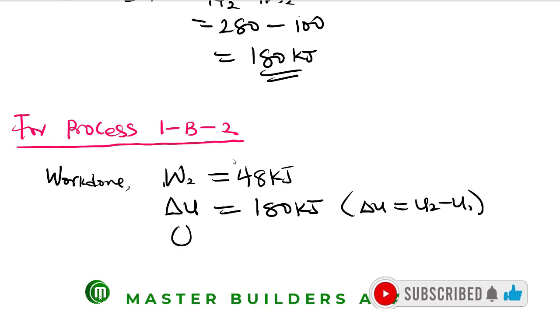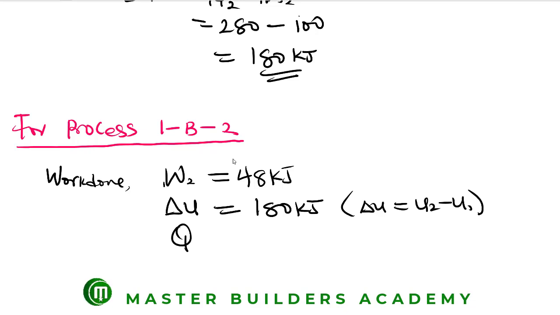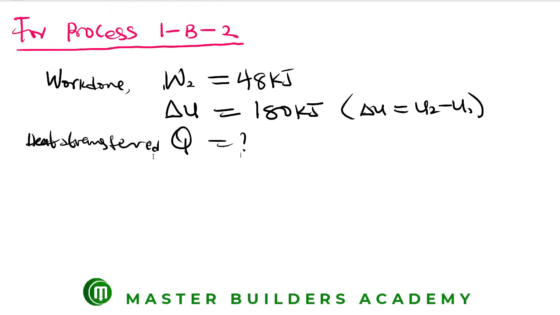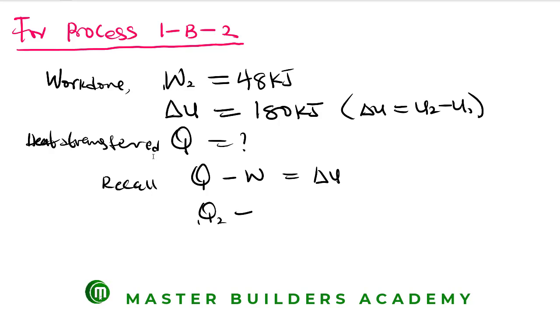Then we are looking for what? The heat. Are you there? Heat transferred. Okay, this is heat transfer and this is unknown. So the same thing we are quickly going to do. All we just need to do is to recall that Q minus W is equal to change in internal energy. And then for this process again, 1 to 2 under B, Q1 to 2 minus W1 to 2 is equal to change in internal energy.